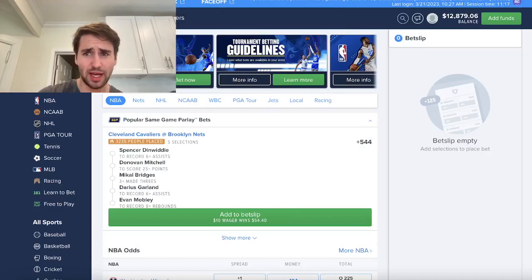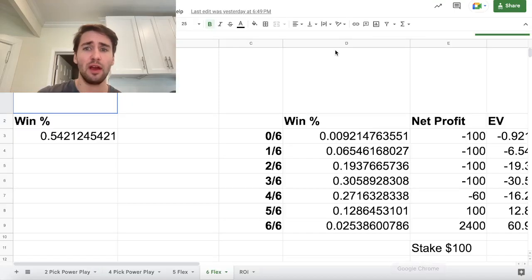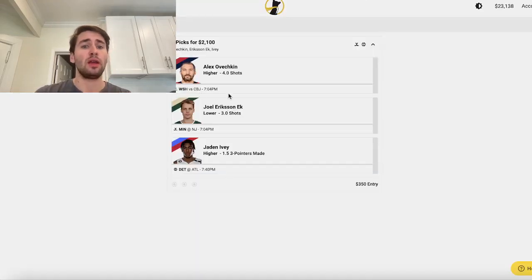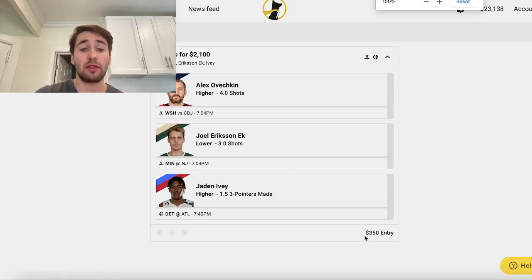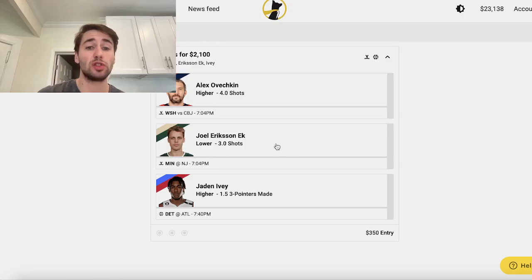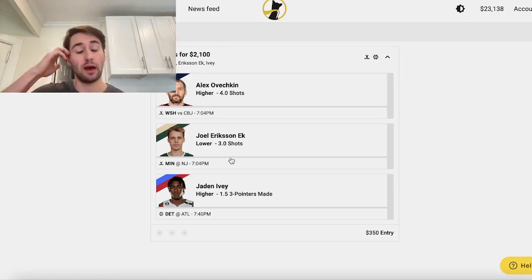And let's just go ahead. We can actually get into the first pick I have. So if we go over to Underdog, you'll see right here, I have $350, Jaden Ivey over 1.5 threes, Joel Eriksson under 3 shots, Alex Ovechkin over 4 shots. Now, a lot of people may be like, okay, where did this Joel Eriksson play come from? Some people don't care, but some people really care about the thought process, everything like that.